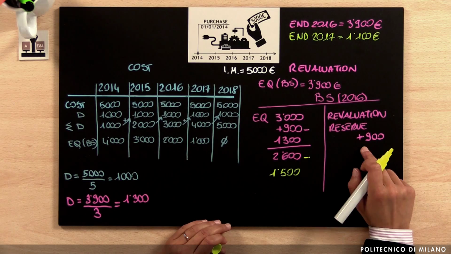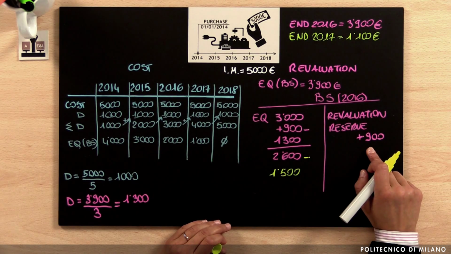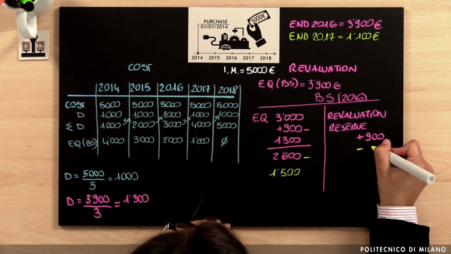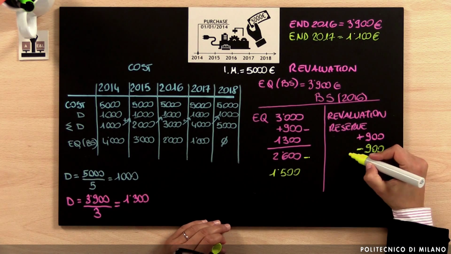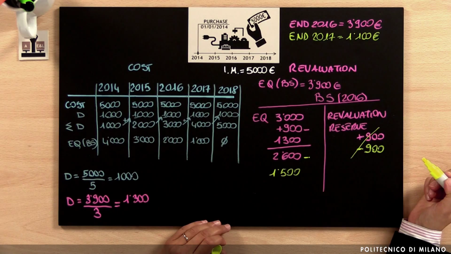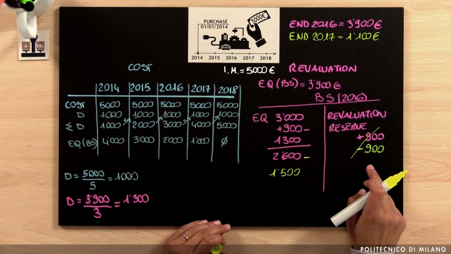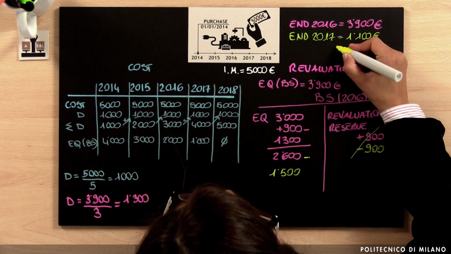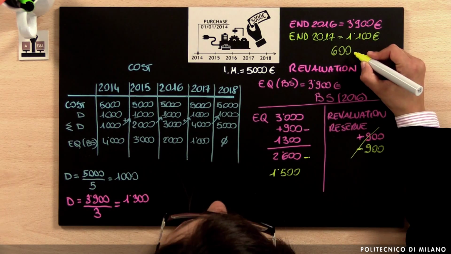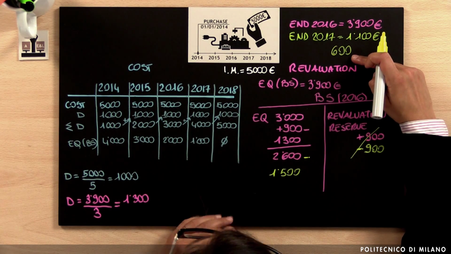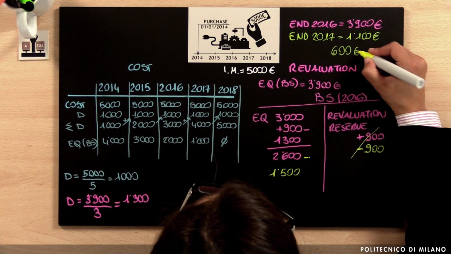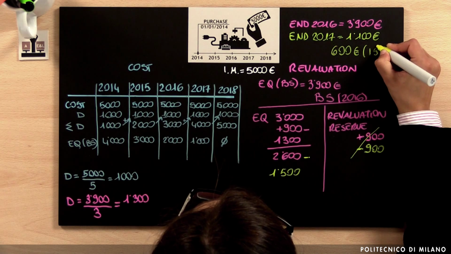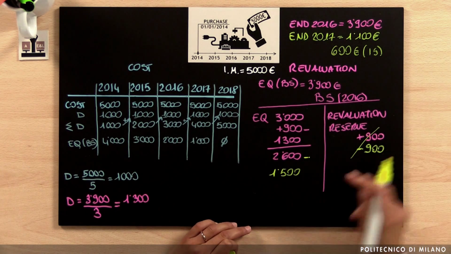We do not have 1,500 euros in the revaluation reserve, which means that we deduct only 900 euros. So the revaluation reserve will have a value equal to 0. We are missing 600 euros. These 600 euros that are missing will enter the income statement. That's the reason why I'm writing them here, because they do not enter exactly into these reports. So these 600 euros are an expense that is recognized in the income statement.